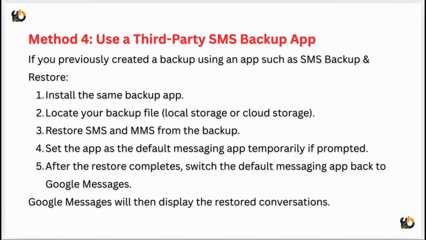Now Method 4: if you have previously created a backup using an app such as SMS Backup & Restore, you can install the same backup app, locate your backup file in local storage or cloud storage, then restore MMS and SMS from the backup. Now set the app as the default messaging app temporarily if prompted.